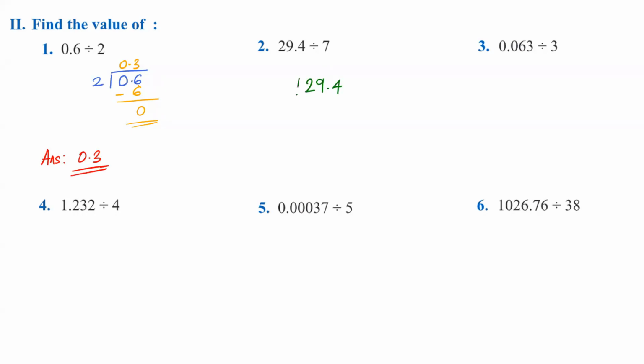29.4 divided by 7. First it will be 4. Then 28. If I take the difference, it will be 1. Now here there is a decimal, so I should put the decimal here. Then it is 4. Now 14, 7 into 2 is 14. Take the difference, you will get 0. So your answer is 4.2.